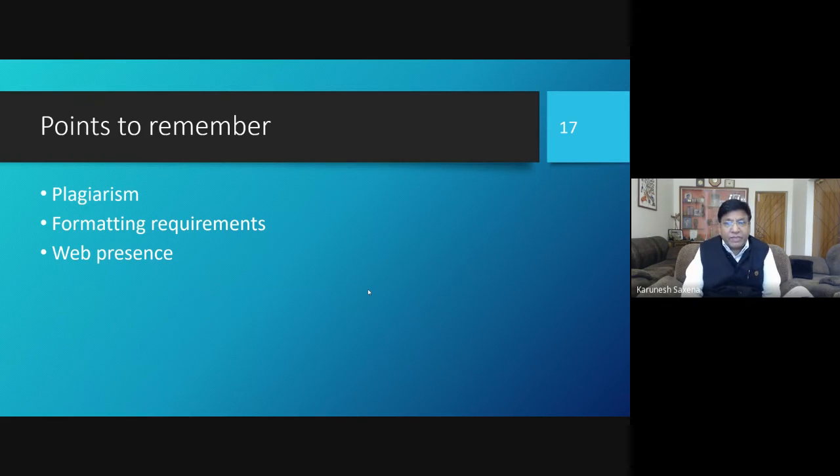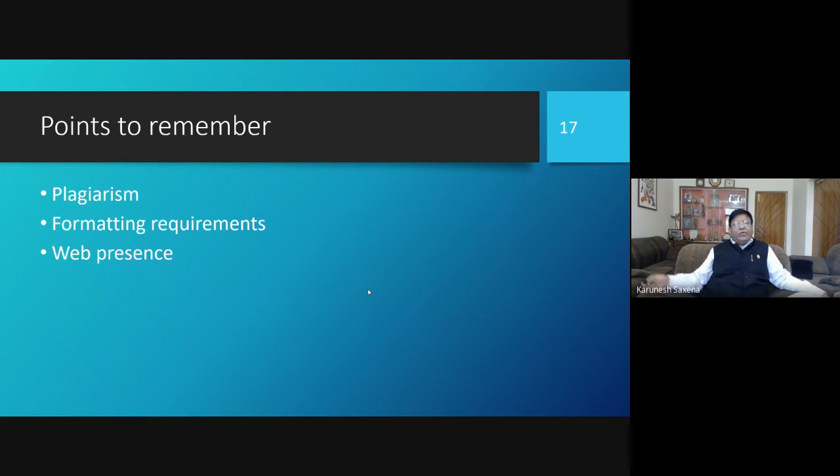Formatting requirements: the paper must be professionally prepared. So a professional typist should be given the final draft so that he can do the proper layouting and all, and so it looks good also. Web presence: select those journals which are having web presence. Web presence means that they are easy to be referred and cited by others.